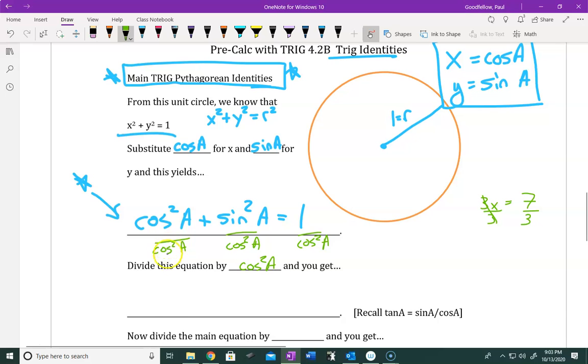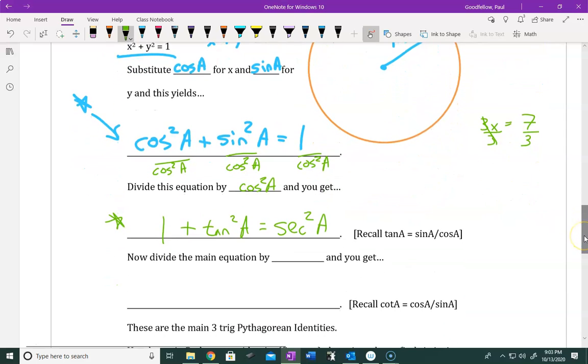Cosine squared over cosine squared would be 1 plus sine squared over cosine squared. Well, sine over cosine is tangent, so that is tangent squared of the angle, and 1 over cosine is secant, so that is secant squared of the angle. Now, you see this guy right here? That's a Pythagorean identity too. It's just a different styled one. It turns out that it ends up being the same equivalence. It's divided by cosine squared.